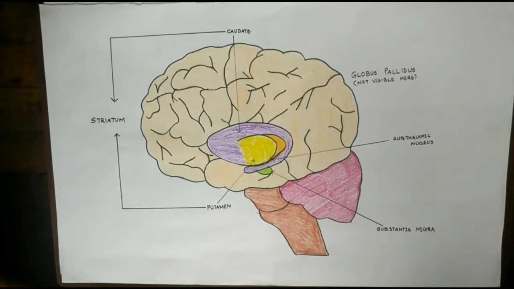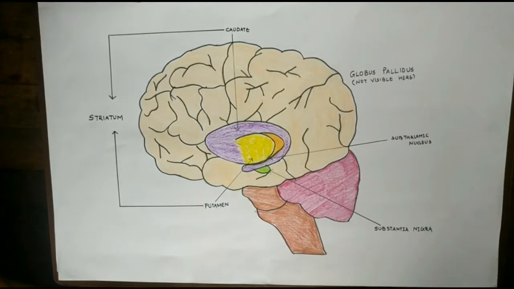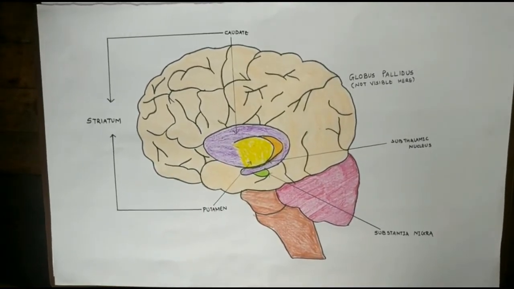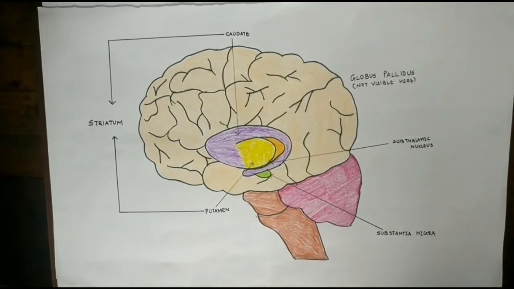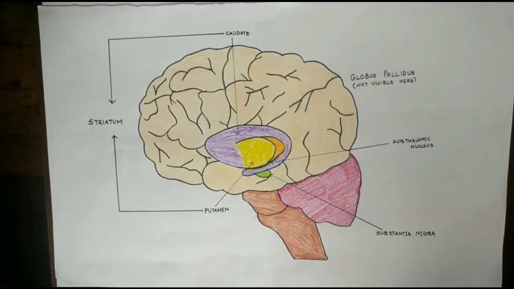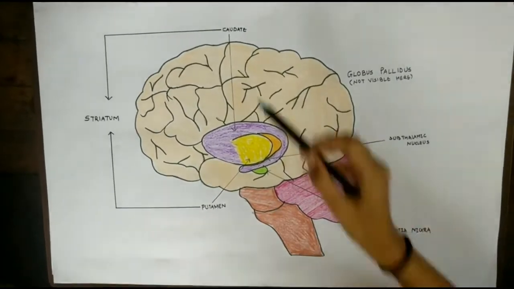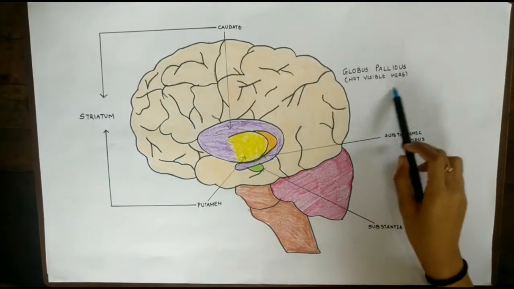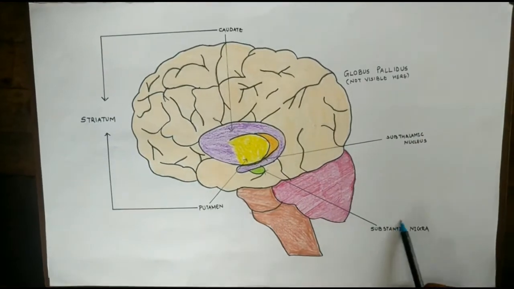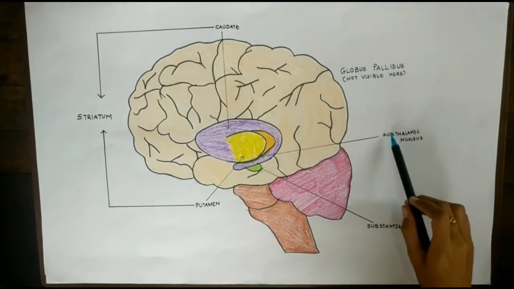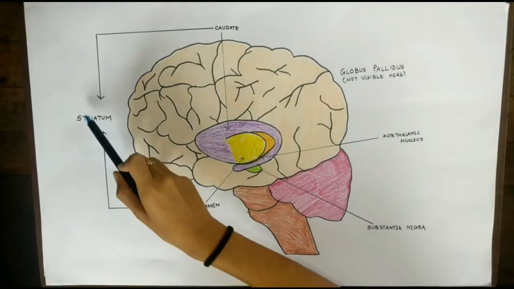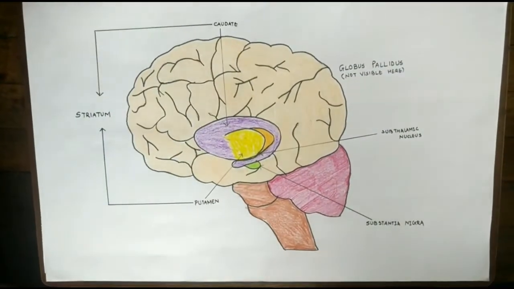The term basal nuclei is applied to a collection of masses of grey matter in the cerebral hemisphere. Its role is important in the control of posture and voluntary movements. The basal ganglia include the caudate, putamen, globus pallidus, substantia nigra, and subthalamic nucleus. The caudate and putamen are often referred to as the striatum.